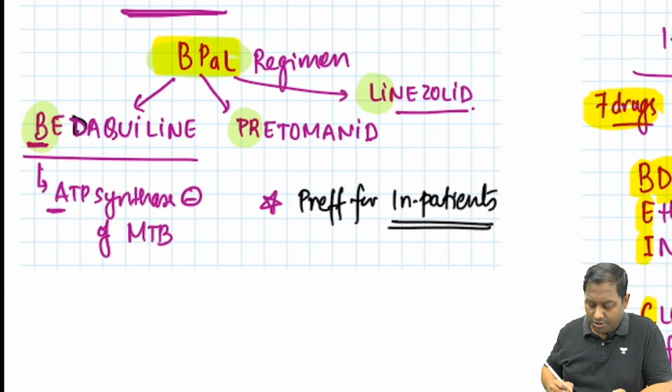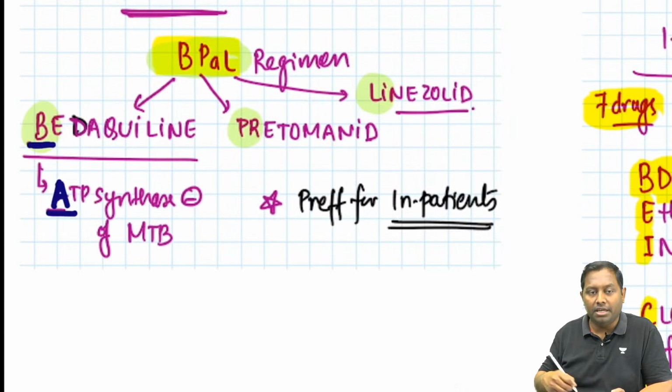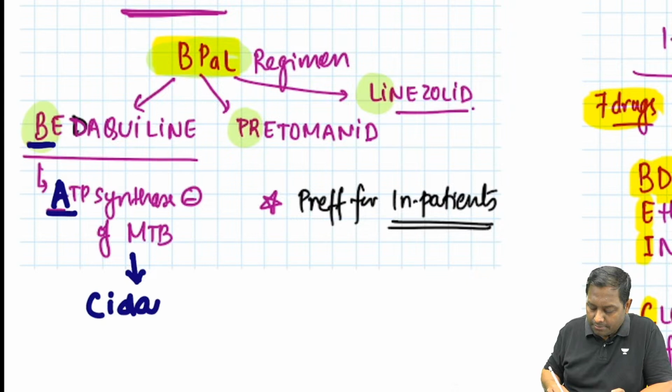Quick question on this topic. What could be the upcoming examination question? What is the mechanism of action of bedaquiline? Just remember B for bedaquiline, it is an ATP synthase inhibitor. B and A, ATP synthase inhibitor is bedaquiline, and these are cidal in nature.